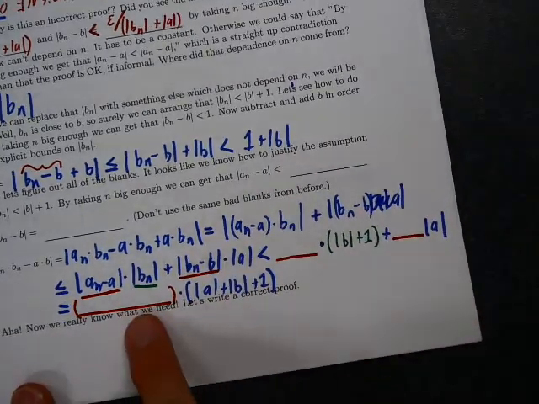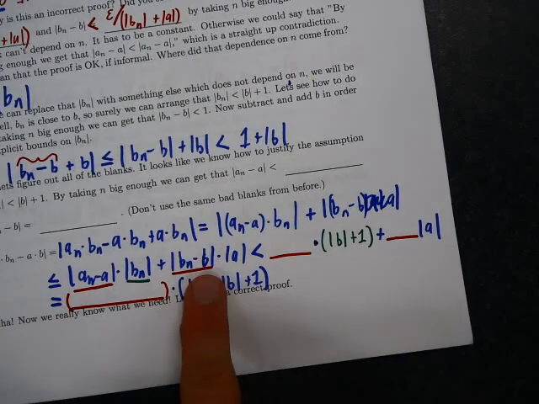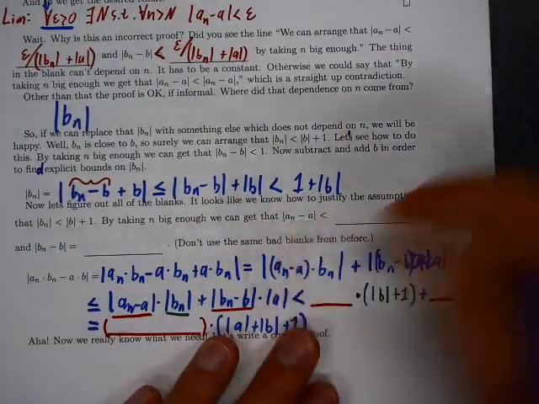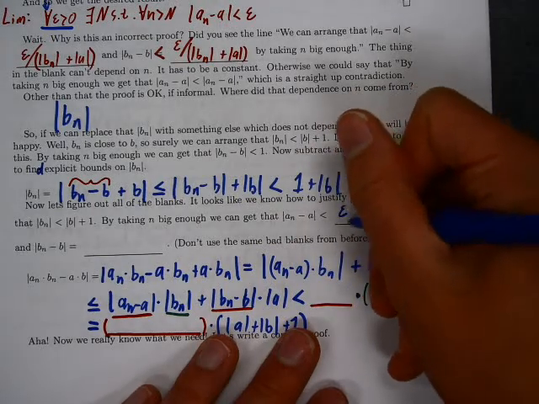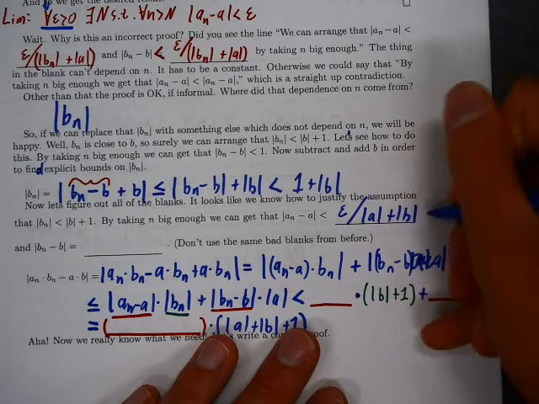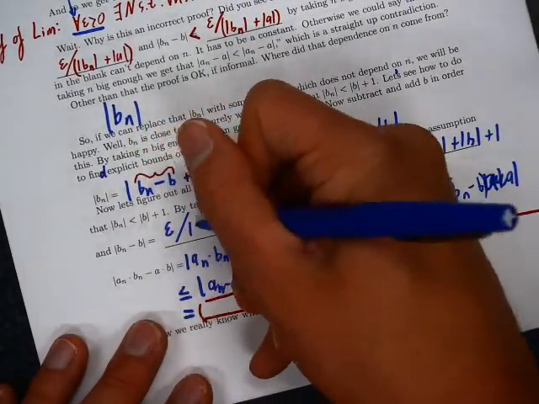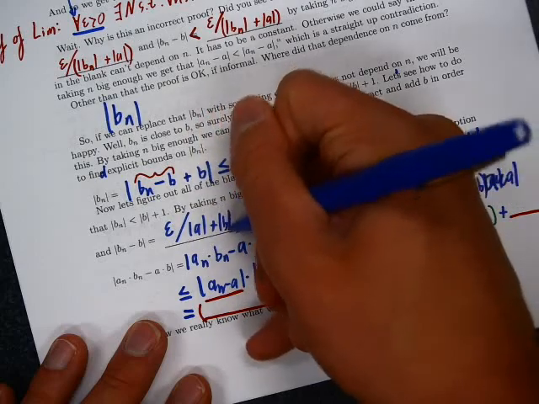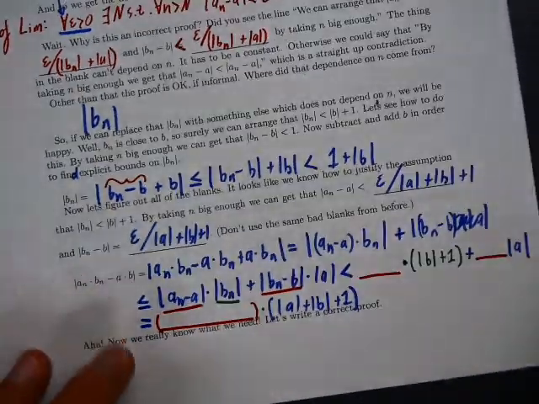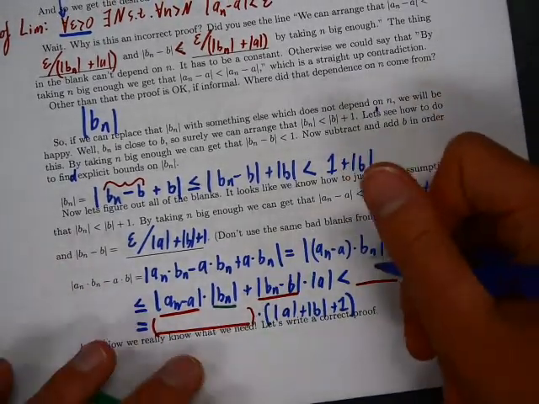Aha! What can I put there so that this works out to be epsilon? Well, I guess epsilon divided by that. So let's assume that by taking little n big enough, we can get the absolute value of a sub n minus a to be less than epsilon over the absolute value of a plus the absolute value of b plus 1. And b sub n minus b is less than epsilon divided by the absolute value of a plus the absolute value of b plus 1. So now we'll just paste that everywhere.